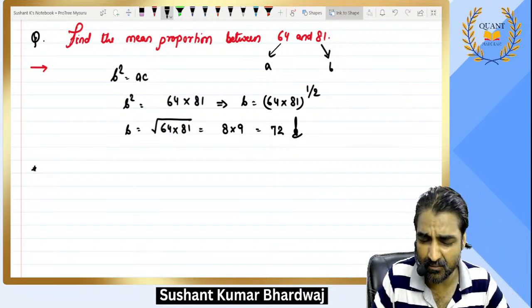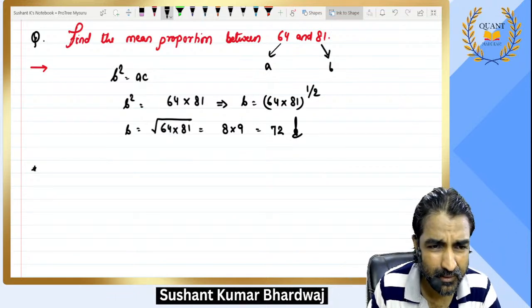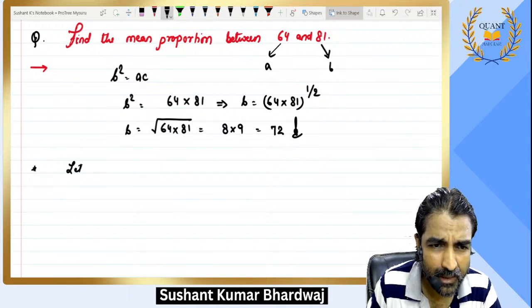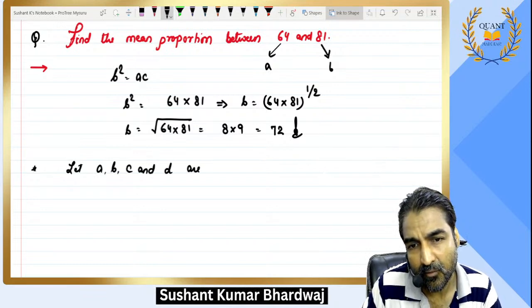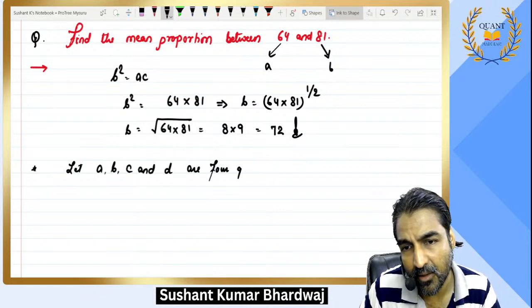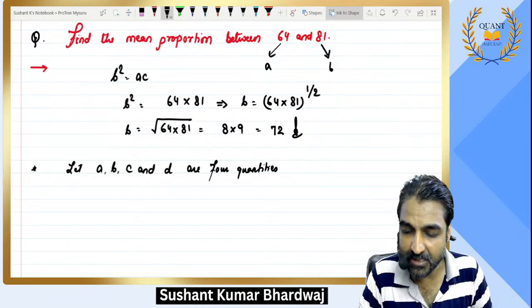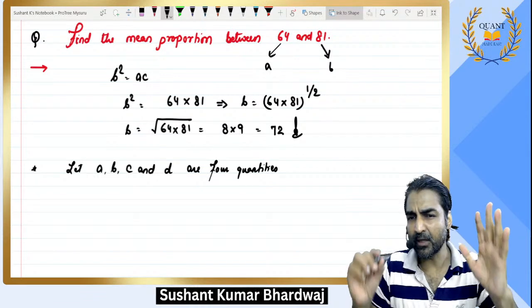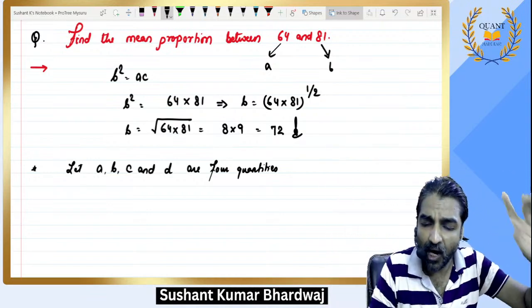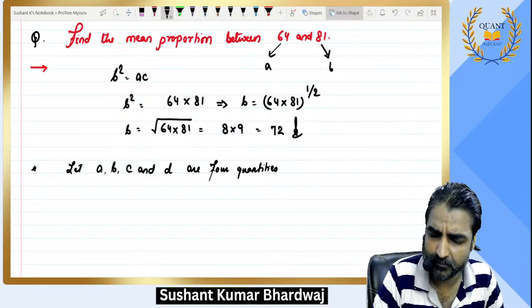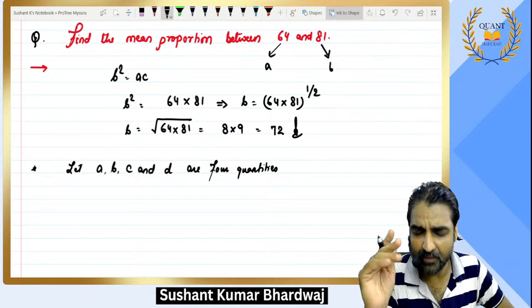If A, B, C, D are 4 quantities, let A, B, C and D be 4 quantities. Clear? Yes, Chandan, very good. How can we express this as continued proportion?